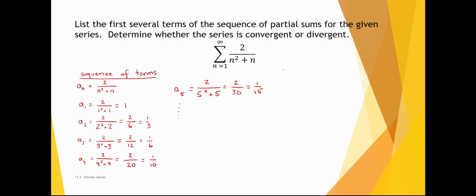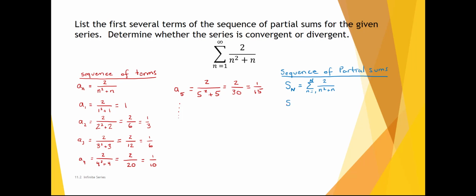In addition, we have the sequence of partial sums. So we typically notate this with s sub n. I like to use a capital N so that I don't get it confused with the lowercase n we have in our original problem. Our s sub n is the sum from n equals 1 to capital N of 2 divided by n squared plus n. So the idea here is we are adding together the first N terms in the sequence of terms.